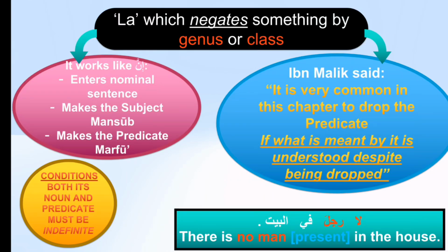Going back to the example of La rajula fil bayt, there is no man. It's the same thing as Zayd fil bayt. Zayd is present in the bayt, in the house. We said that present was the actual predicate, not in. Here again, present is the predicate as well, and it is being omitted, for the same reason: it's understood. So in Arabic it should be la rajula mawjudun, present in the house. But we dropped the word present, mawjud, because it's understood. When you say no man in the house, it's understood there's no man present in the house.